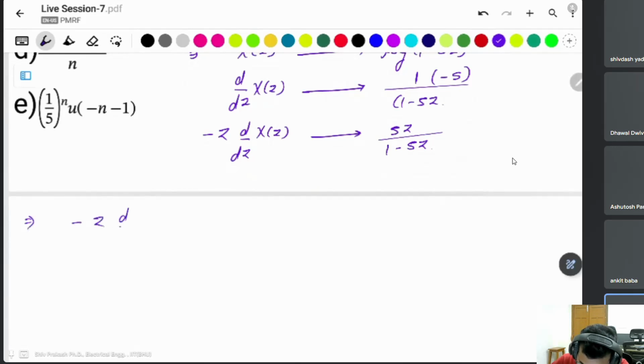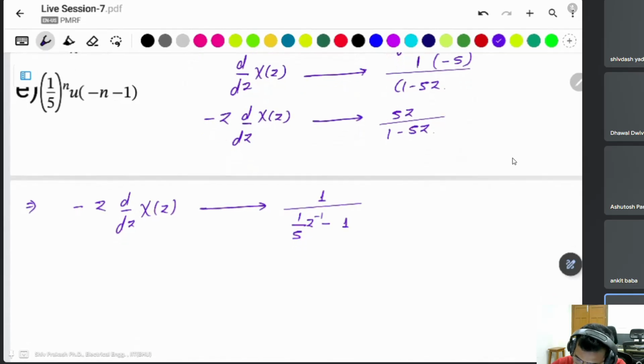So minus z dX(z)/dz. Taking 5z common, you get 1 divided by (1/(5z) - 1), and this z in the upper side becomes z inverse. If you take the negative common here, this will be minus 1 divided by (1 - (1/5) z^-1).